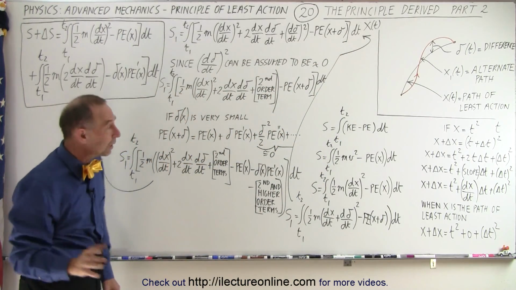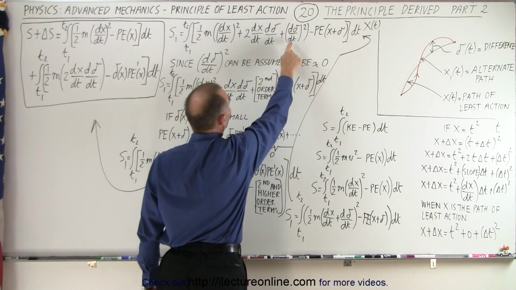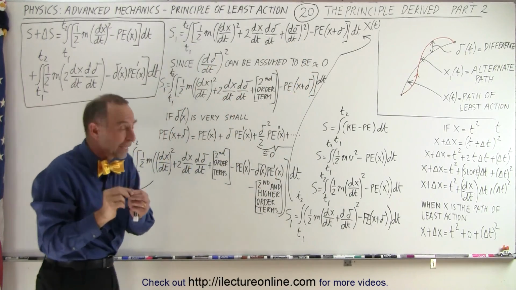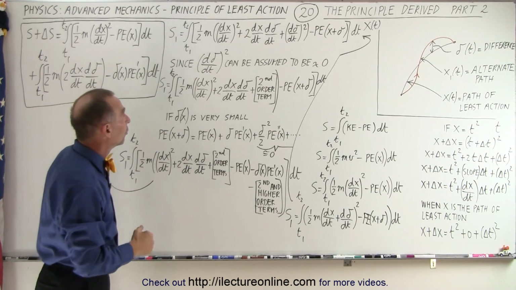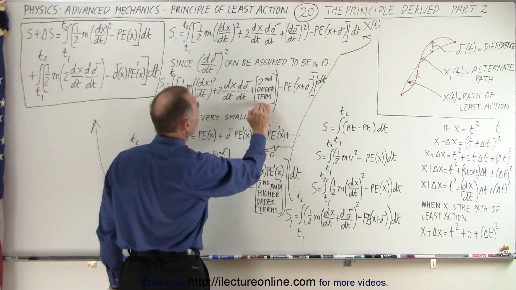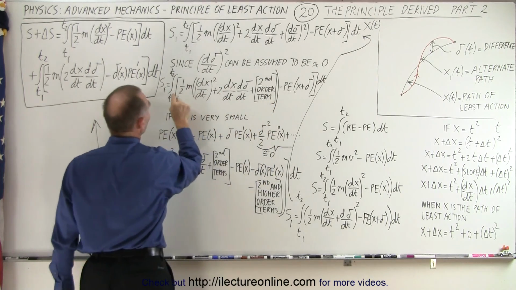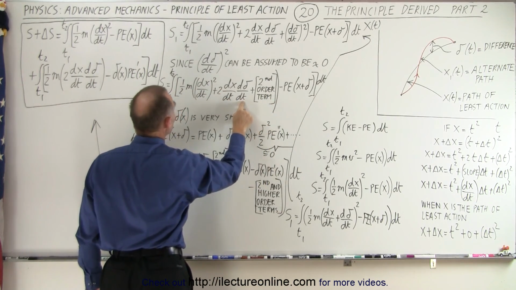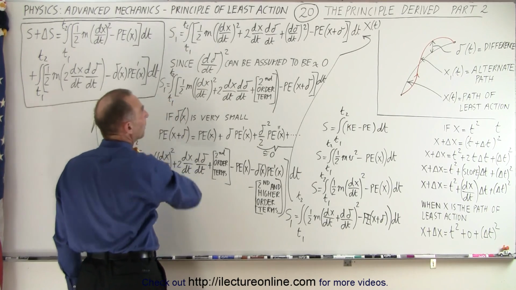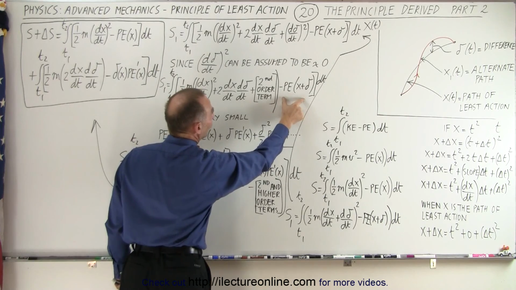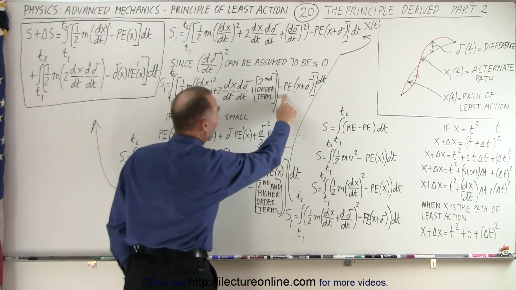Now, we realize that this term right here can be assumed to be 0, because d delta/dt is a small amount to begin with, infinitesimally small, and if we square it, it is essentially equal to 0. So we can eliminate the second order term, (d delta/dt) squared. So we end up with this for the kinetic energy portion of the action integral of the alternate path, and then we still have minus the potential energy of x plus delta. Now we have to find a way to write this in a different fashion as well.